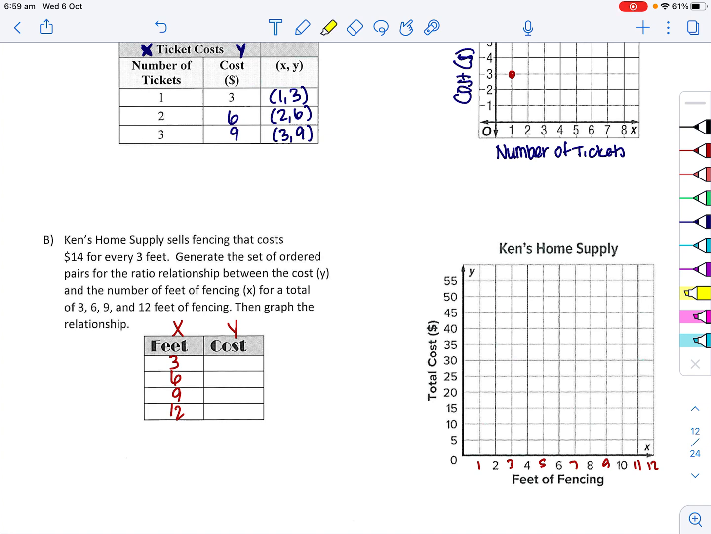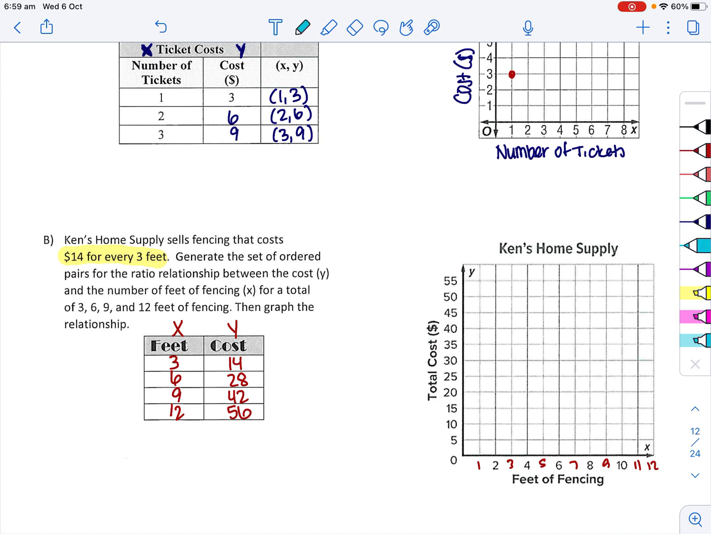Now in this one, I can see that it's $14 for every 3 feet. So in my 3 feet box, I'm going to put that the cost is $14 for those 3 feet. And then every time I add 3 feet of fencing, the cost is going to increase by $14. So it's going to be $14, $28, $42, and $56.